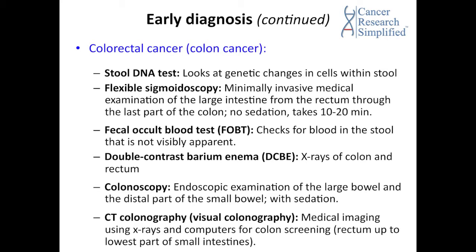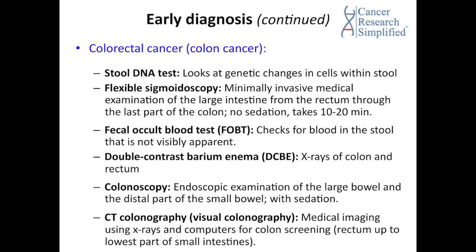Flexible sigmoidoscopy is a minimally invasive method to examine the intestine from the rectum to the last part of the colon. No sedation is needed for this method, and it takes about 10 to 20 minutes. The fecal occult blood test, or FOBT, is a microscopic test that searches for blood in the stool that would normally not be visible by the naked eye.